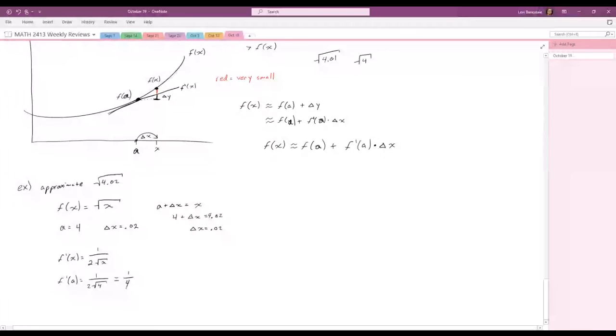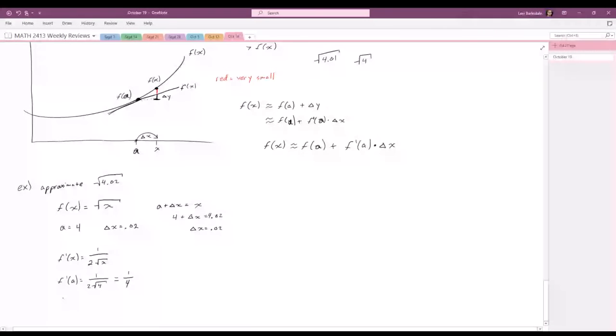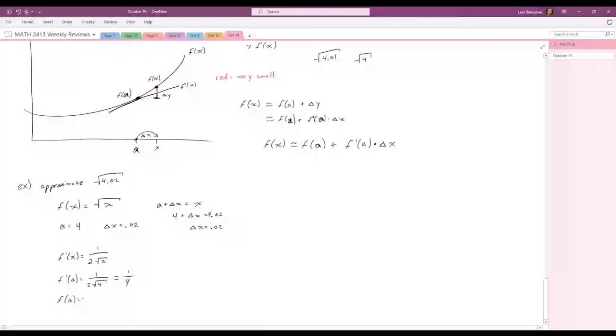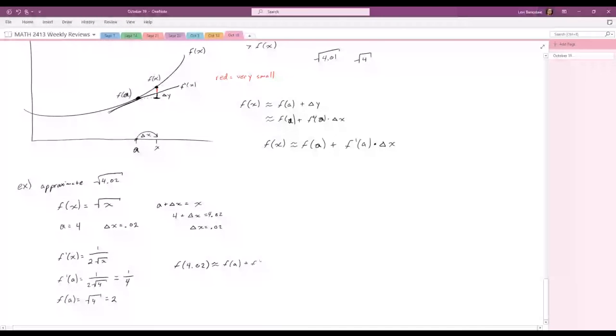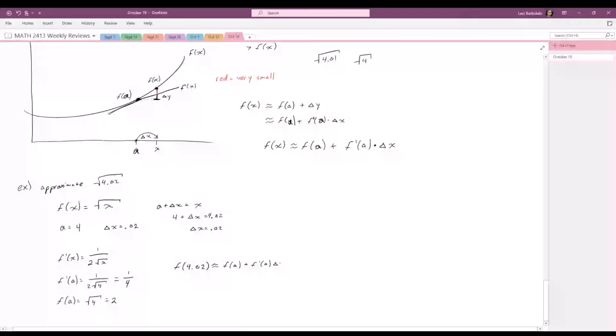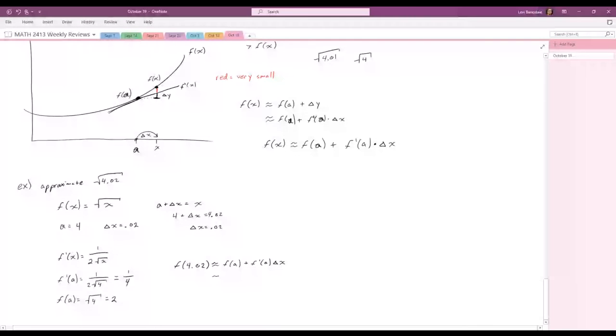I also know exactly what my f of a value is, the function value at my known point. That's the square root of 4, which is 2. So now I'm ready to make my approximation. I'd say that my value is approximately equal to my f of a plus my slope multiplied by my change in x. So this is equal to 2 plus my slope, 1 over 4, multiplied by 0.02.